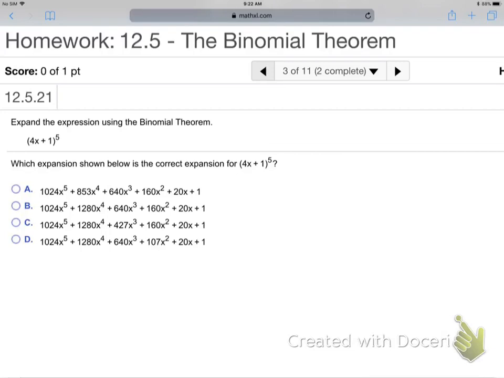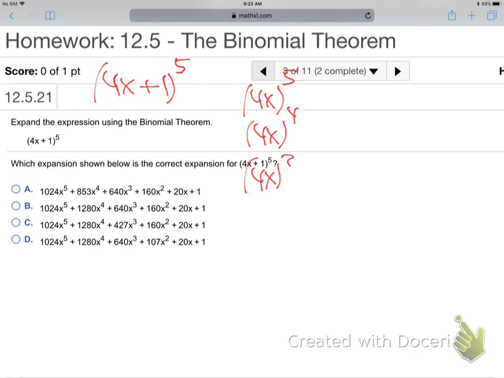4x plus 1 to the 5th power. All right, give it a try. Let you get started. So you remember, you start with the first one. Let's do it right here. So you start with the 4x to the 5th, 4th, 3rd, 2nd, 1st, 0. Make sense for the first step? You just, binomial theorem, two terms, like a bicycle, two tires, binomial, two terms. Start with the first player in the game, the 4x, go 5, 4, 3, 2, 1, 0.